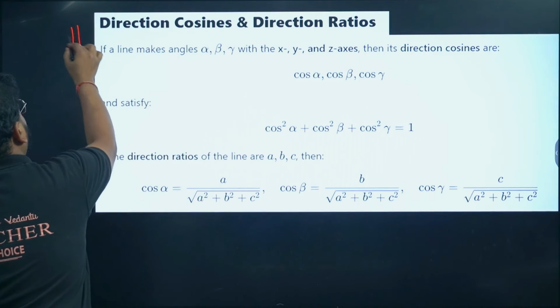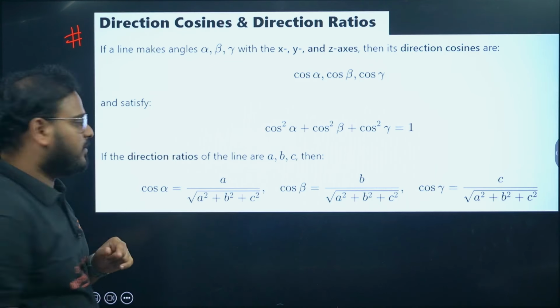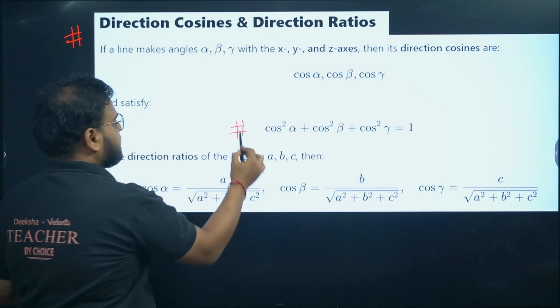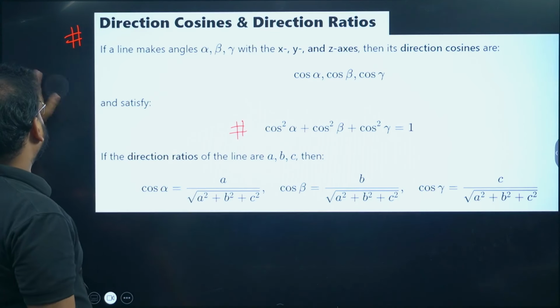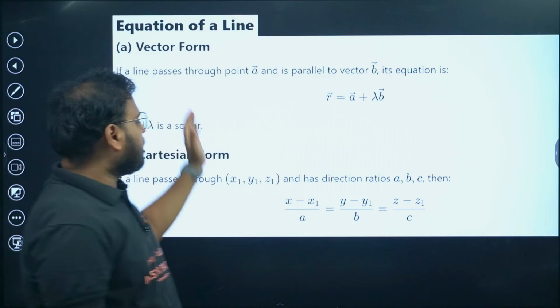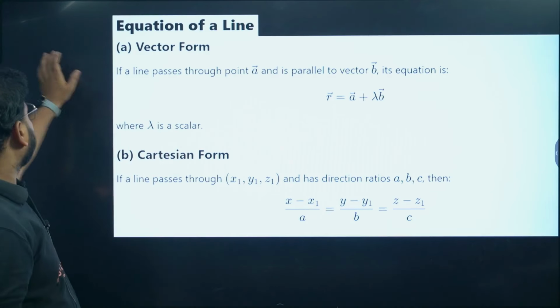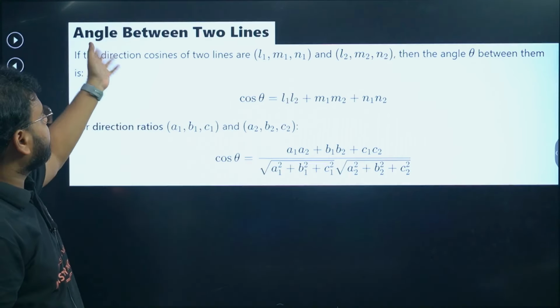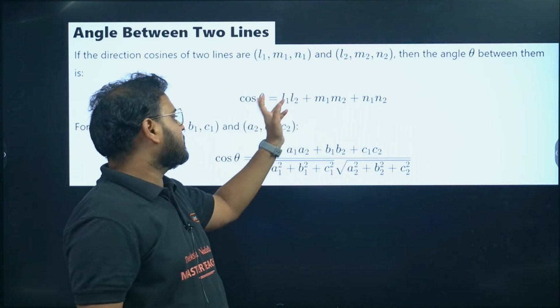The highlight of this chapter is DRs and DCs. This formula is very important. DRs and DCs, please check. Equation of a line, vector form, Cartesian form. Go through them. Remember them if they are in your syllabus. Angle between two lines: cos theta, same thing using the DCs.